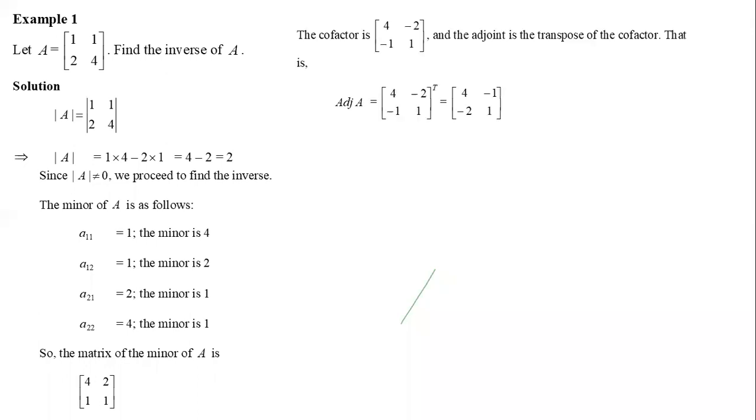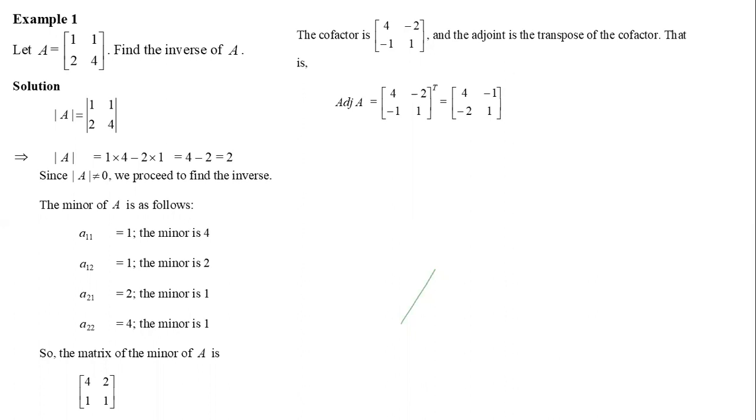For the cofactor, you just use plus minus minus plus. Plus times 4 gives me 4, minus times plus 2 gives me minus 2, minus 1 times 1 gives me minus 1, and I have 1. Do you understand how I got the cofactor now? Yes, sir.